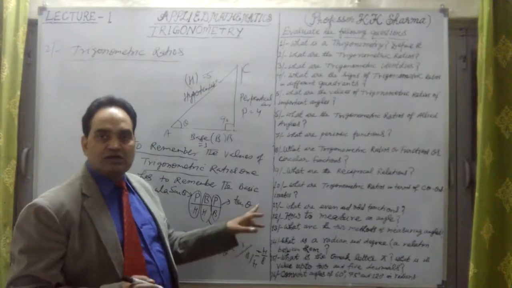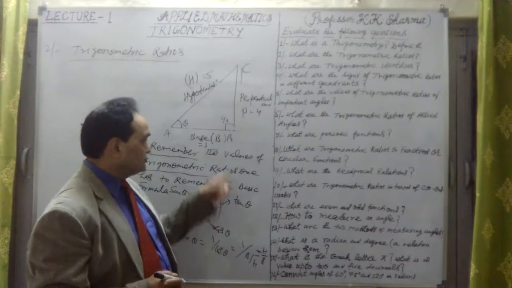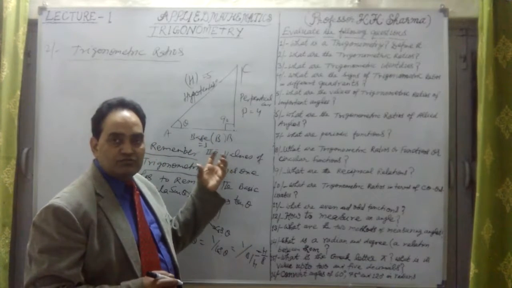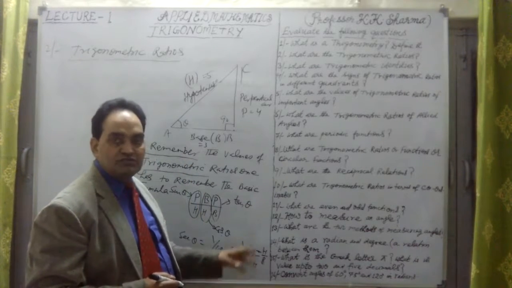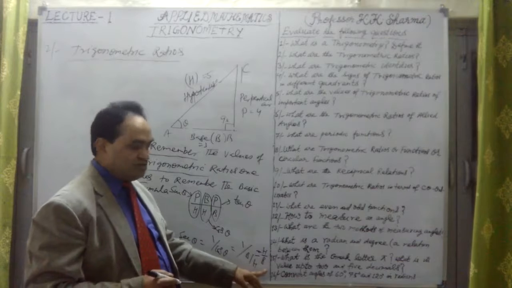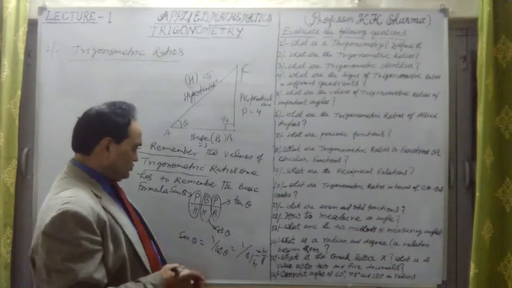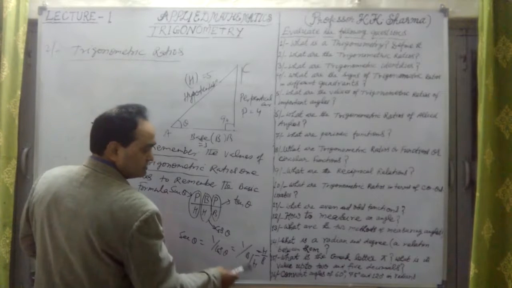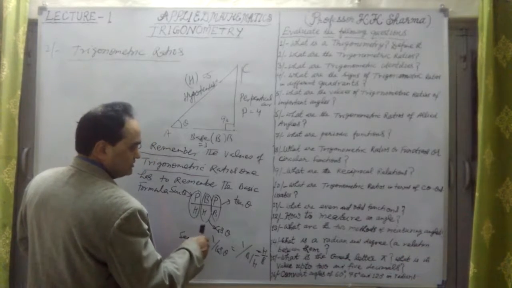Sec theta is hypotenuse upon base. So in terms of sides, we measure the trigonometric ratios. The value is H upon B. What is H given? 5. B is suppose 3. So it is 5 by 3 in this case. This is how, in terms of sides or coordinates, we can find out these trigonometric ratios.